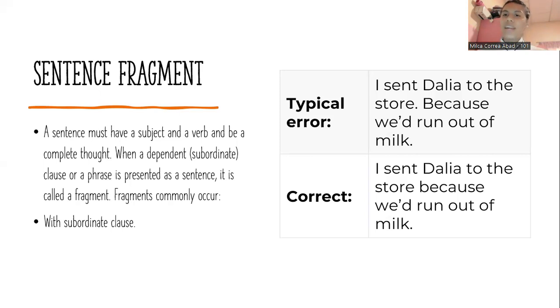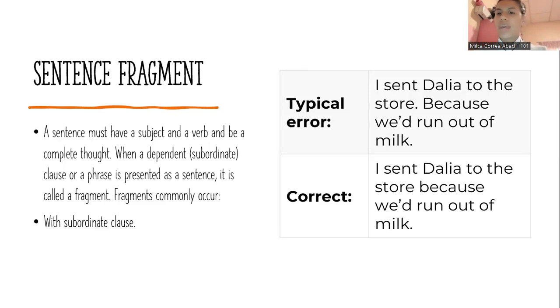So we have here an example that says, "I sent Dahlia to the store. Because we ran out of milk." There is a mistake because sometimes we tend to think that it is two sentences. But basically, as I said in the concept I'm sharing, the fragment sentence is just one. It has to be understood as one sentence. So we don't need a period before the "because."